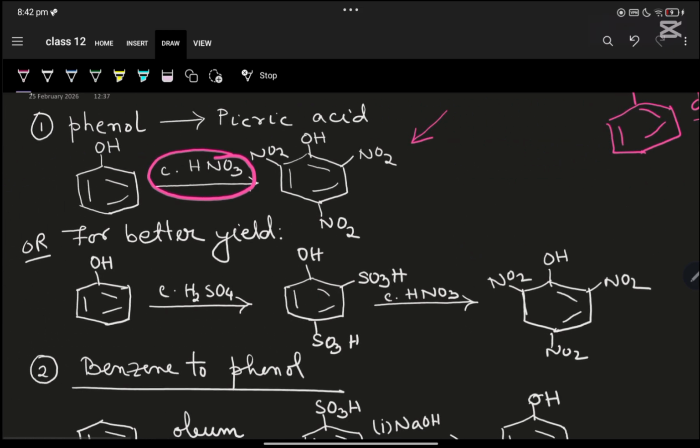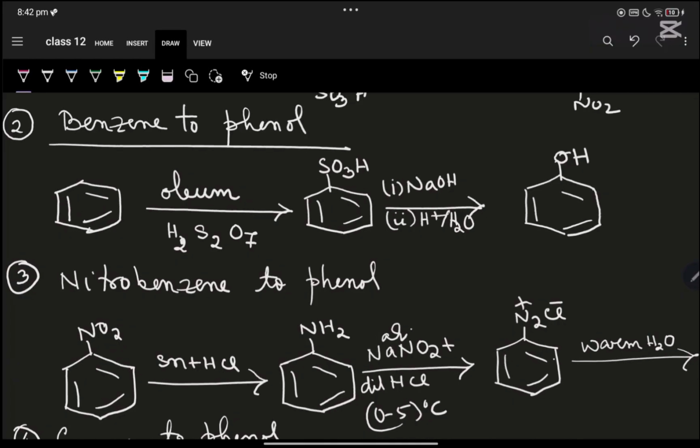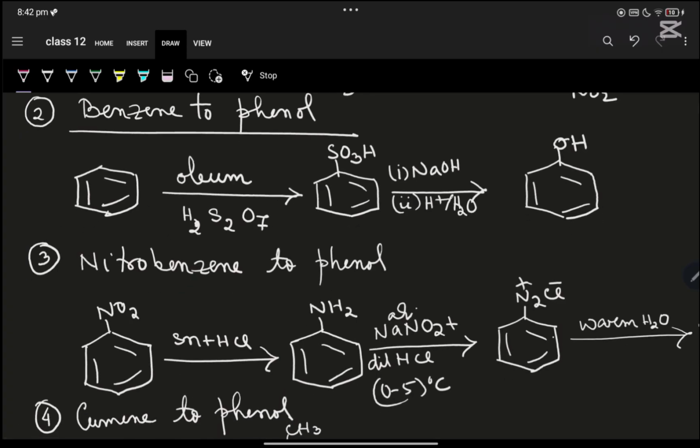So next one, benzene to phenol. Now, conversions are many in number, but these are the common concepts which come in most of the exams and of course in the CBSE board exam. So benzene to phenol: first you give oleum, H2S2O7, to convert it to benzene sulfonic acid, and then you give NaOH and acidify with H plus and H2O, and you will get phenol.